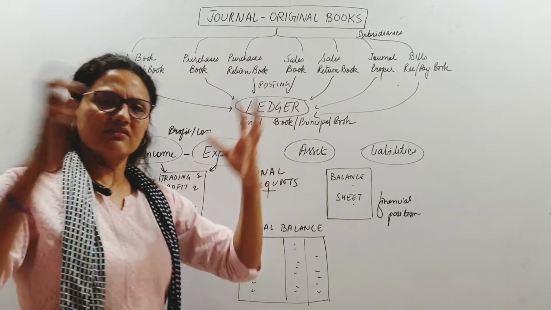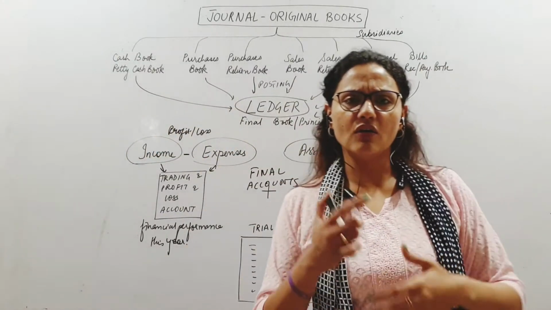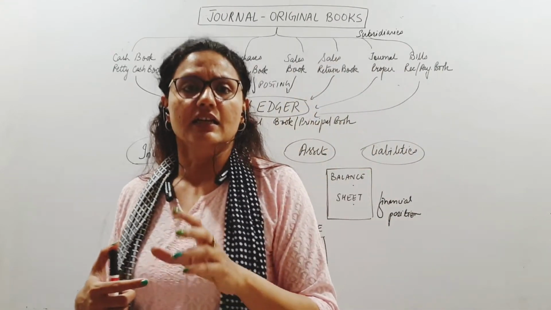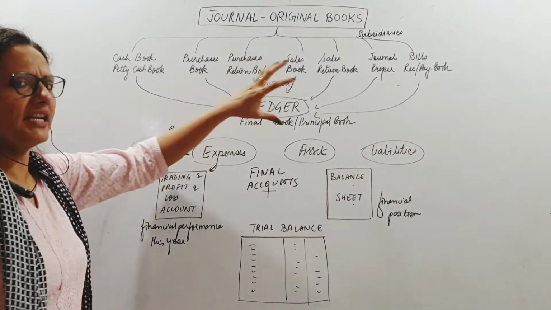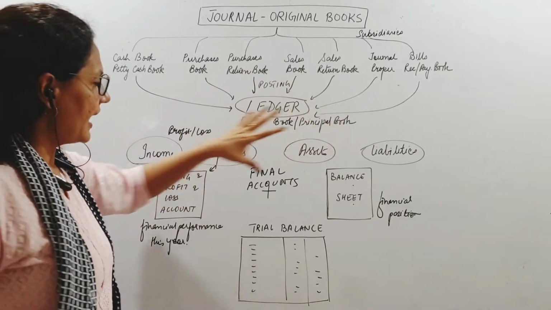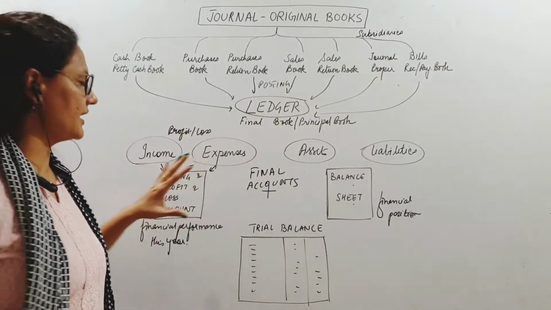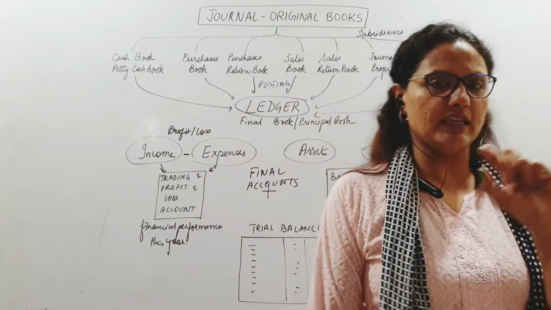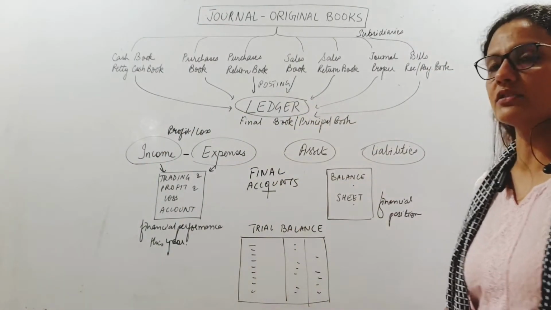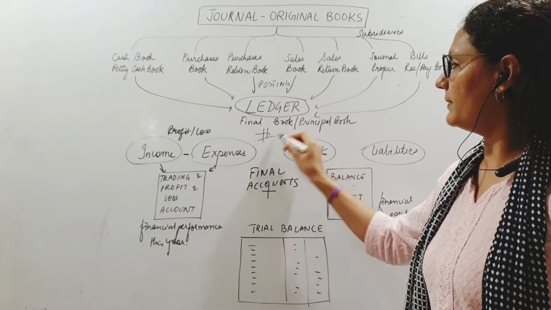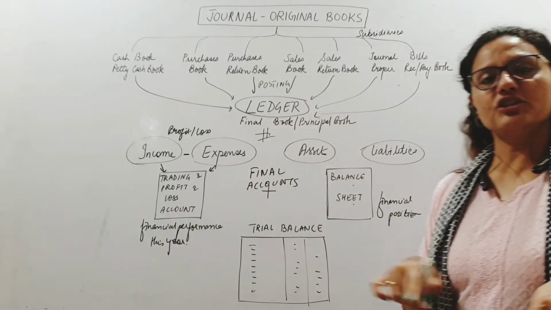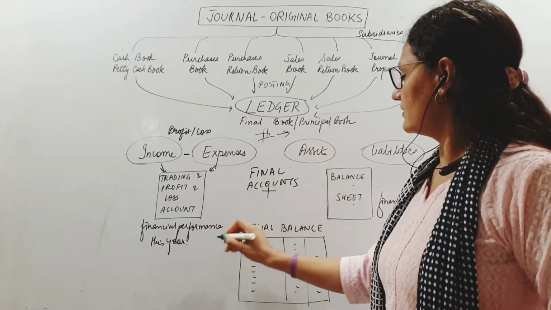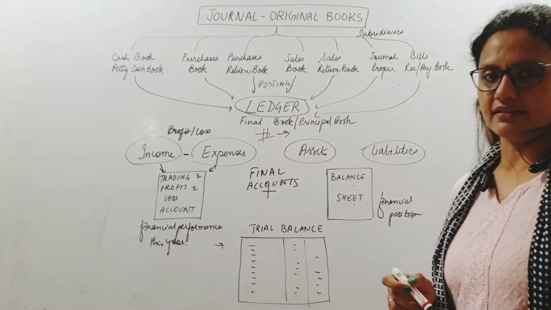But then in the ledger, everything is there, no? All khichdi. It's not separated like income, expenditure, assets and liabilities. So it will become very difficult to pick up from here and put it in the balance sheet and trading account individually. So what we do is, in between the ledger and final accounts, we make a kind of sheet for our own calculation, and that sheet is called trial balance.